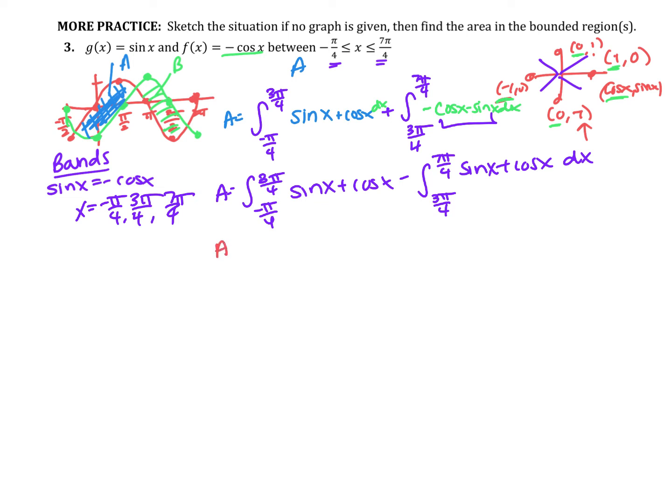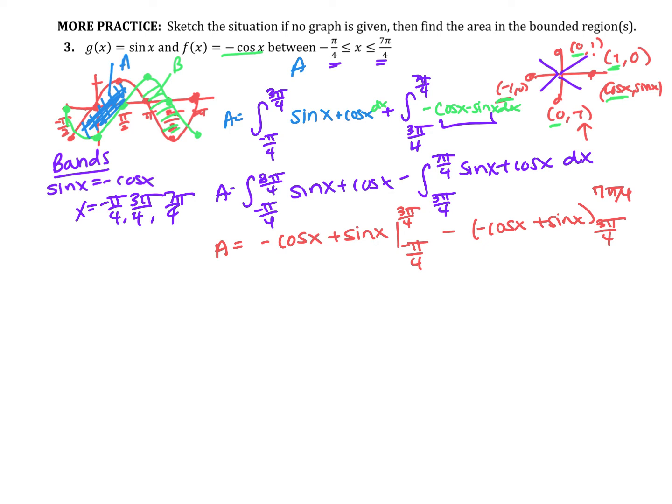So when we integrate, the integral of sine of x is negative cosine of x. The integral of cosine of x is sine of x. And we're evaluating this from negative pi over 4 to 3 pi over 4. And then since I switched the sign here, I'm subtracting, but I'm going to have the same antiderivative: negative cosine of x plus sine of x, for our second integral, from 3 pi over 4 to 7 pi over 4.